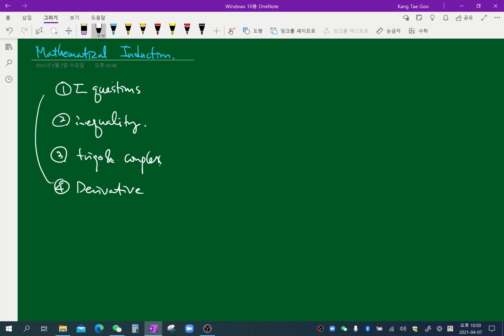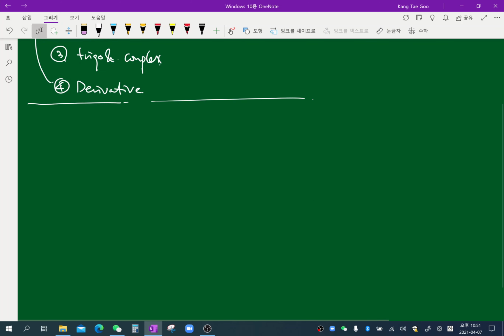I don't think I can cover all four in one shot. So probably I can cover the first one and the second one today, and then the third and fourth next time, which is tomorrow, I hope. Okay. The first is sigma.